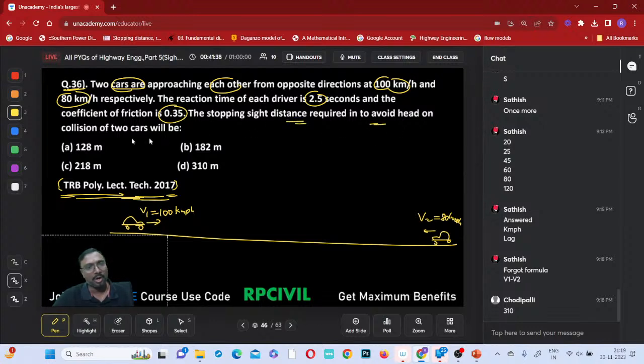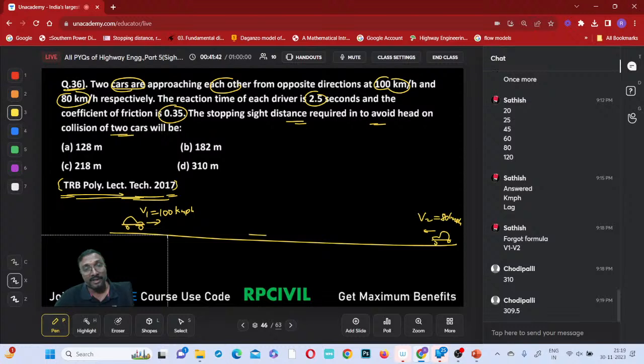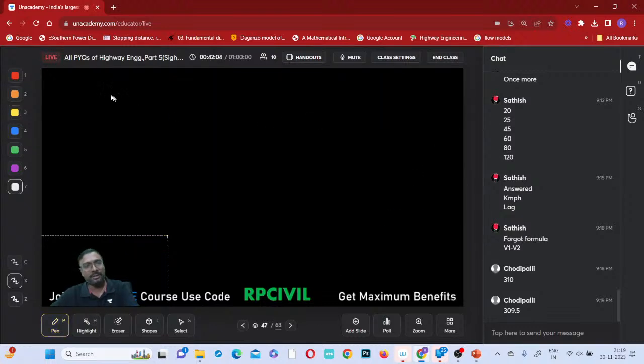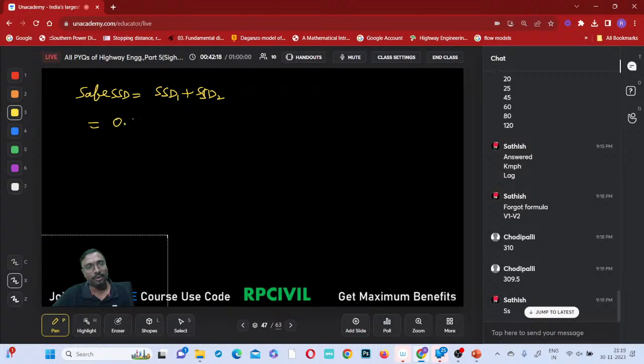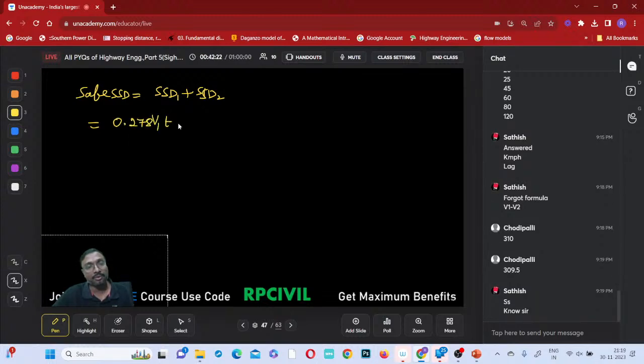The question asks the stopping distance required to avoid a head-on collision between the two cars. If you want to avoid a head-on collision, they must stop before collision, so the final velocity will become 0. SSD1 is the visibility distance required for stopping the first vehicle, and SSD2 for stopping the second vehicle. So the total safe SSD will be SSD1 plus SSD2, that is 0.278 into V1 into T plus V1 squared by 254 into f, this is SSD1, plus what is the SSD2?